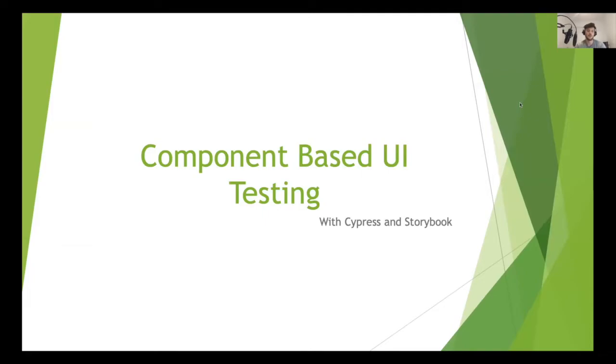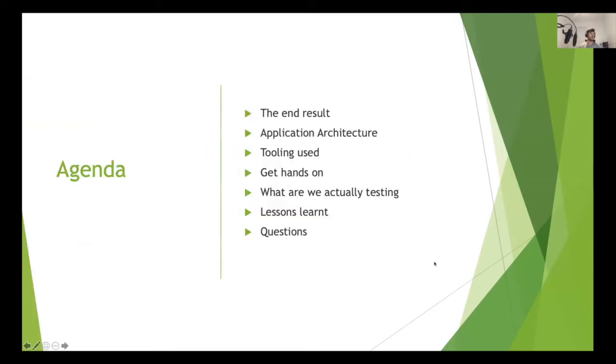We're going to be speaking about component-based UI testing with Cypress and Storybook, and this is our agenda. First of all, we're going to kick off with the end result, look at actually what we're trying to achieve, followed by the application architecture. We're going to have a look at some of the tooling that I've used. We're then going to get hands-on into the code and understand what I've done there. After that, we're going to have a think about what we're actually testing with this approach. And then finally, some lessons learned, followed by some questions.